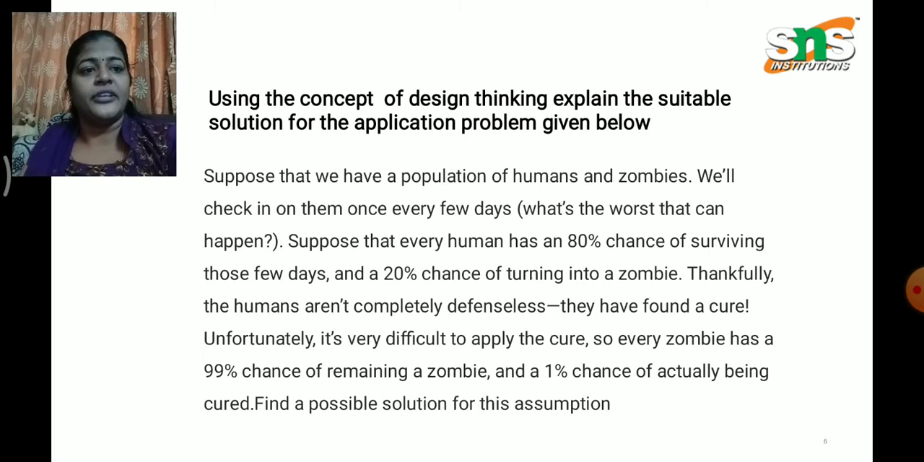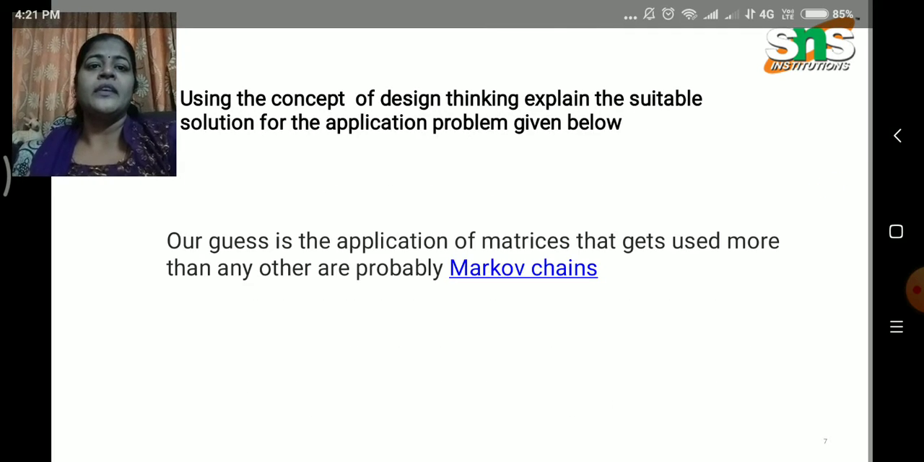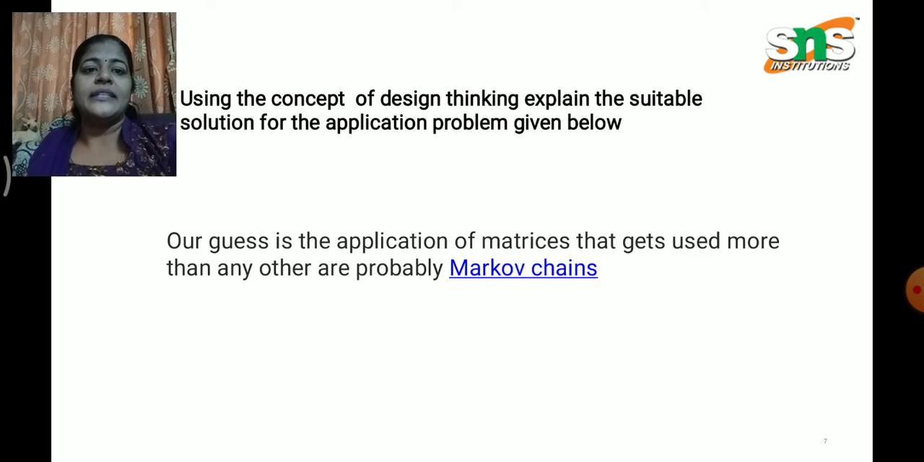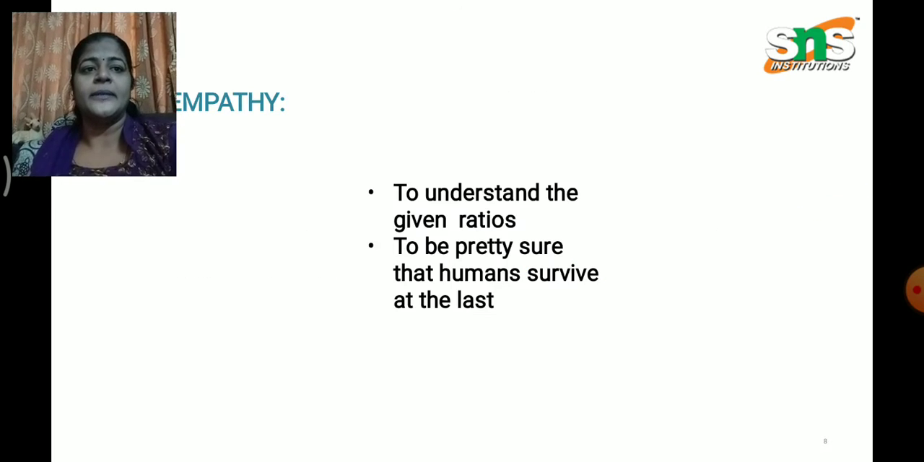They have found a cure. Unfortunately, it is very difficult to apply the cure. So every zombie has a 99% chance of remaining a zombie and a 1% chance of actually being cured. Find a possible solution for this assumption. This is our problem. Now we are using the concept of design thinking for this particular problem. Our guess is the application of matrices, or probably Markov chains.